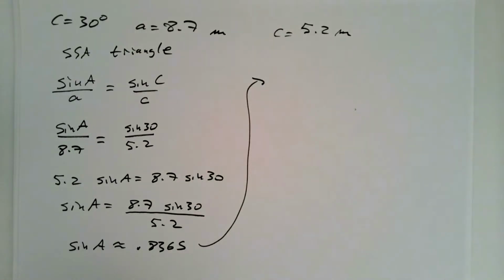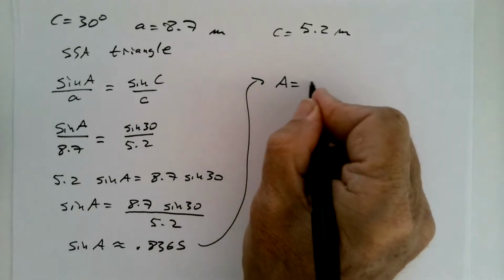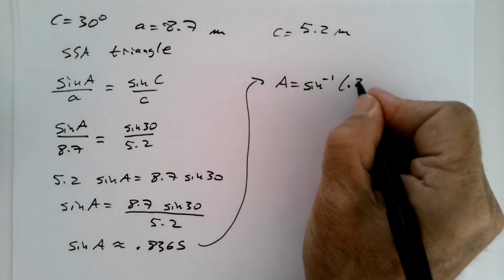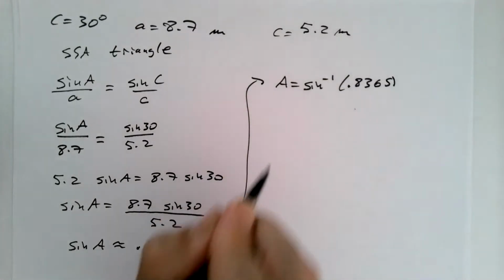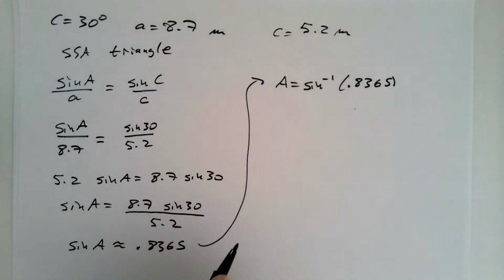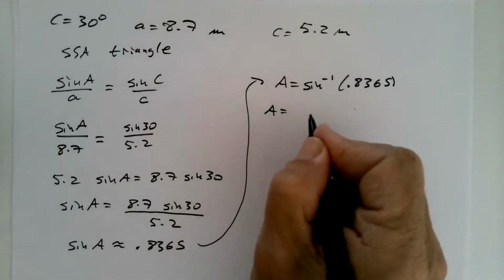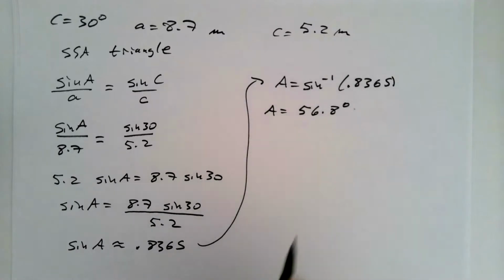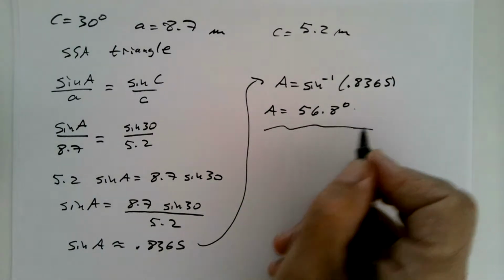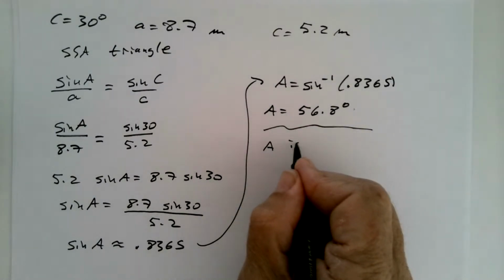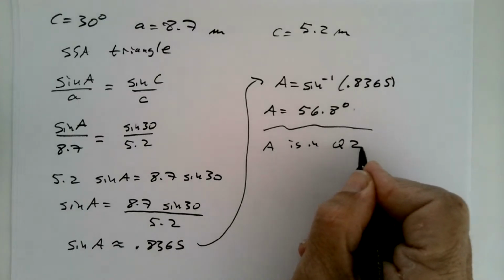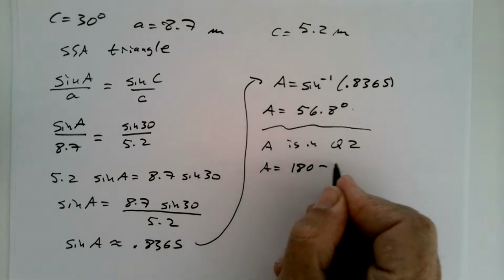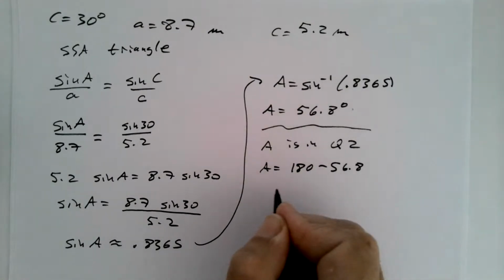So one case is A could be the inverse sine of 0.8365. If that's the case, what do we get? We get about 56.8 degrees. The other possibility is A could be in quadrant 2. With an SSA triangle, that's always a possibility. So A could be 180 minus 56.8. Let's see if that's possible.